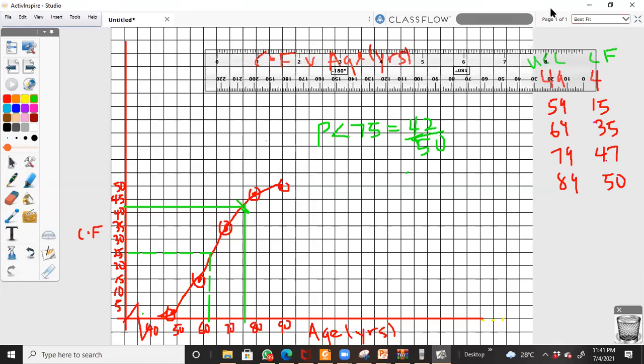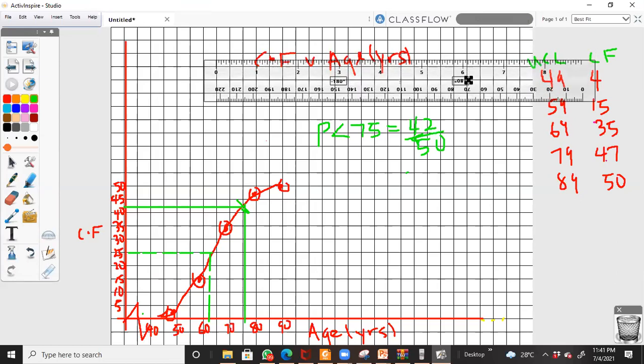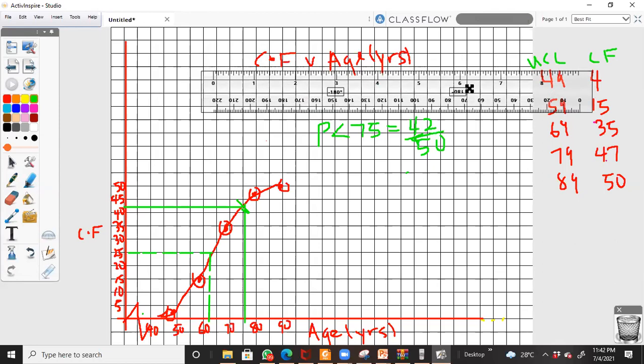Okay. We good so far? Yeah. All right. So that is that. We finished with the cumulative frequency curve. All right. And we are moving on to number 6. Right. So we are moving a little bit faster now.